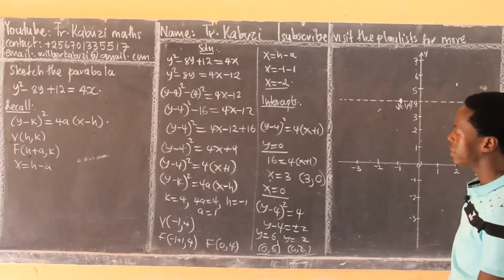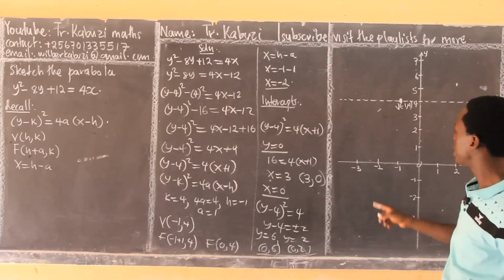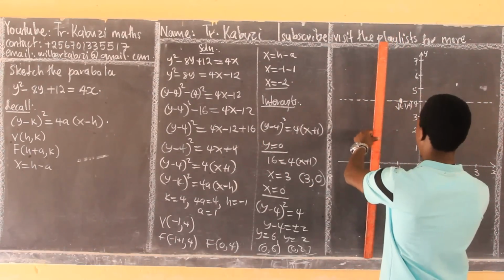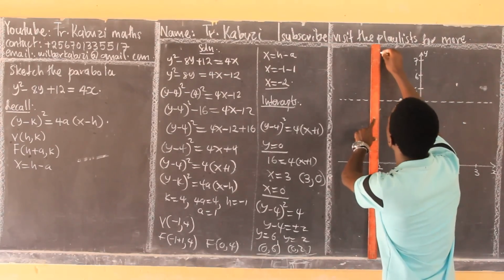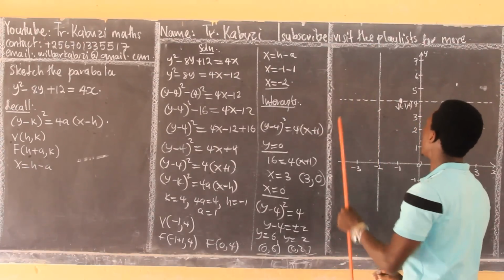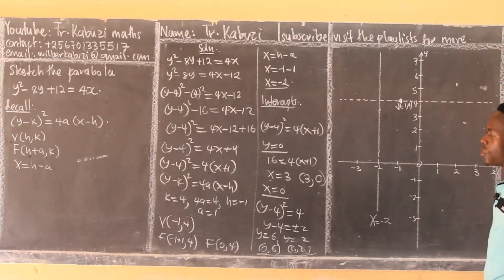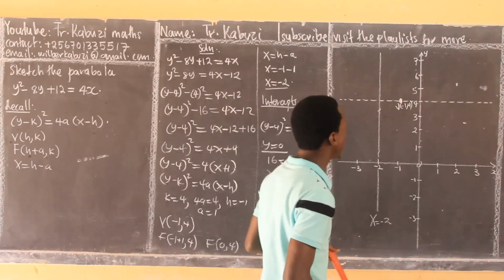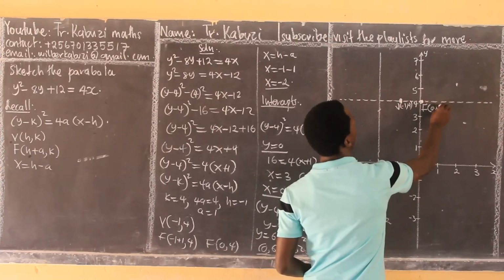Then I come to my directrix. You all know that my directrix here was x equals -2. It's a line that passes through x equals -2. You get your ruler, you put it like that, then you draw that line. This is now my x equals -2, the directrix. Then I come to the focus. Our focus was (0, 4). Our (0, 4) is here, and this is our focus.